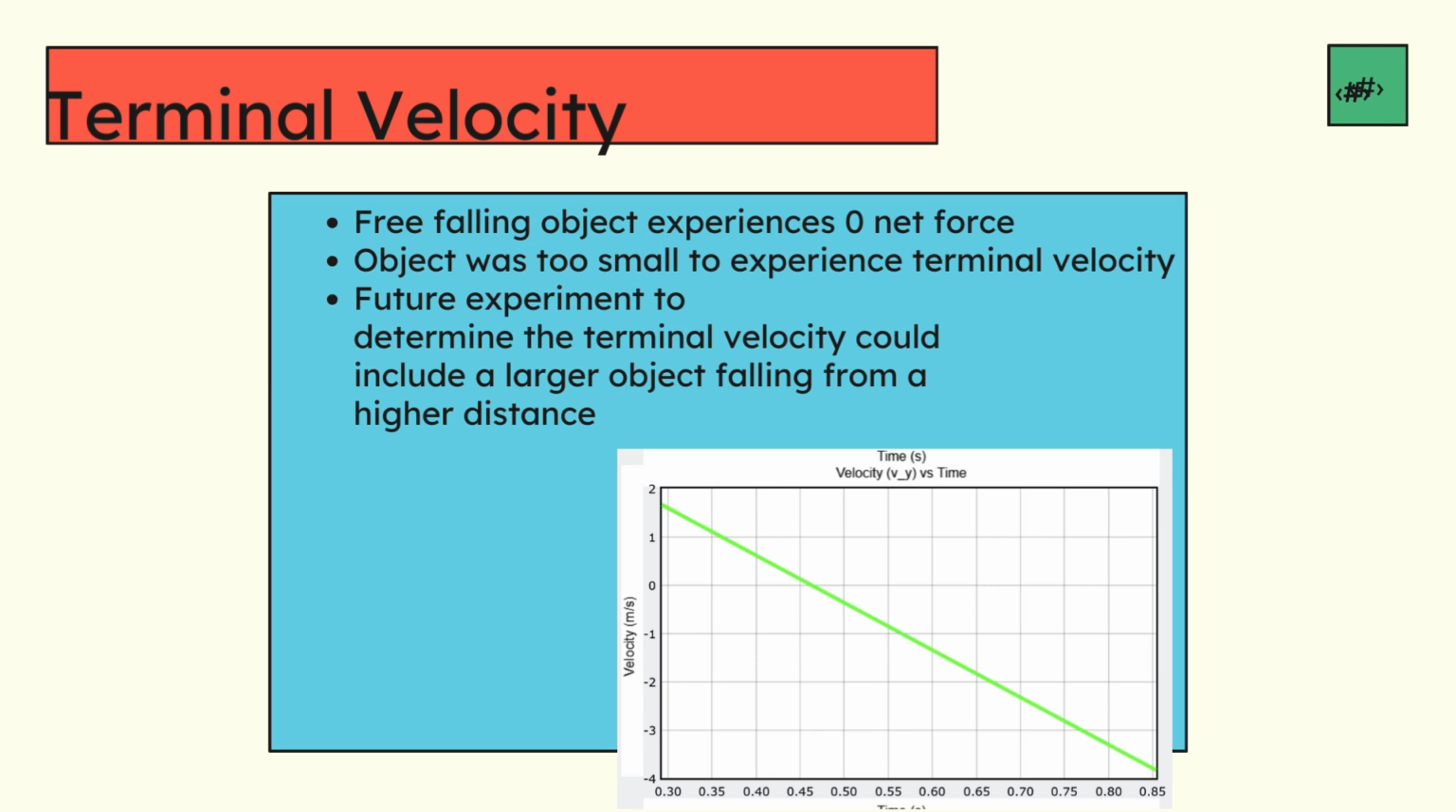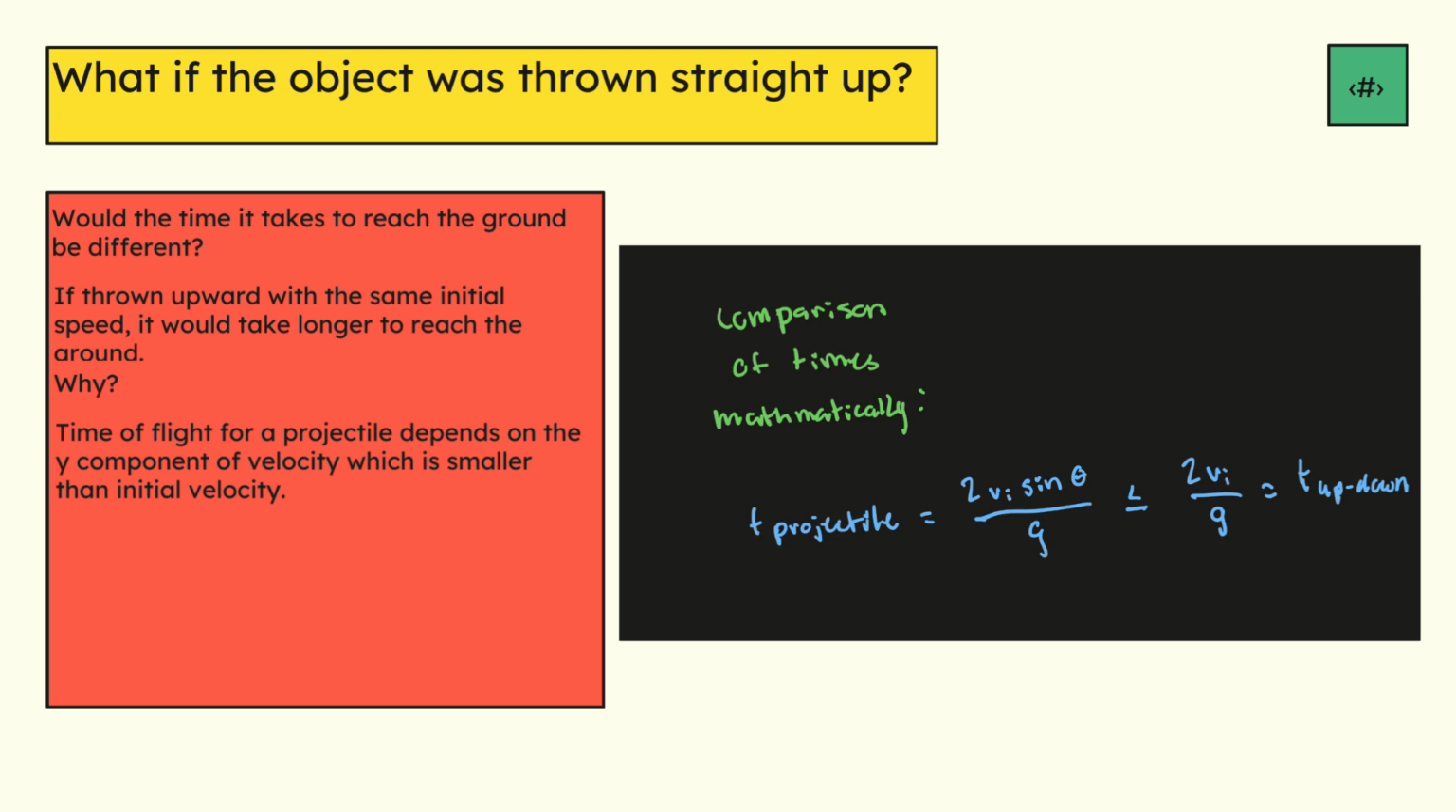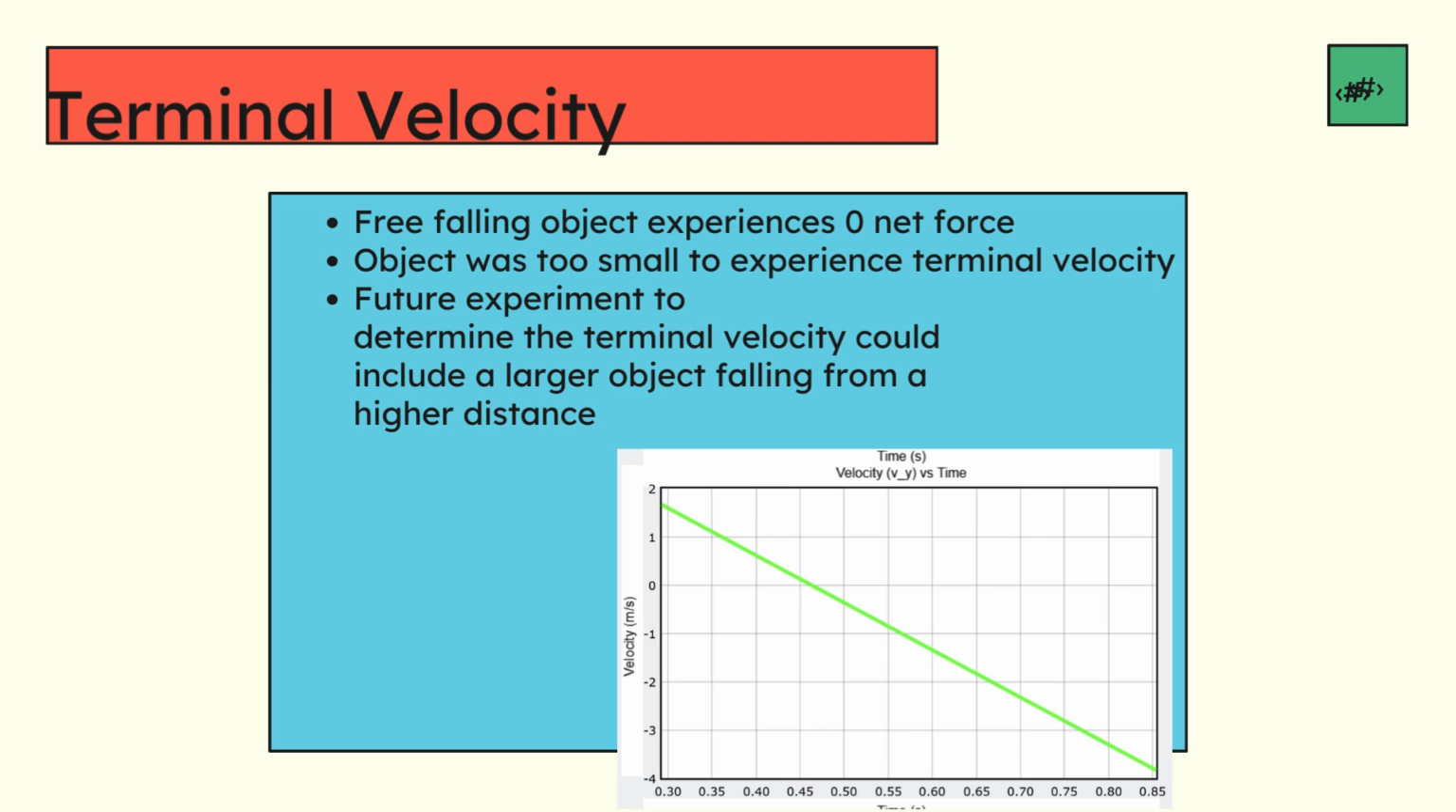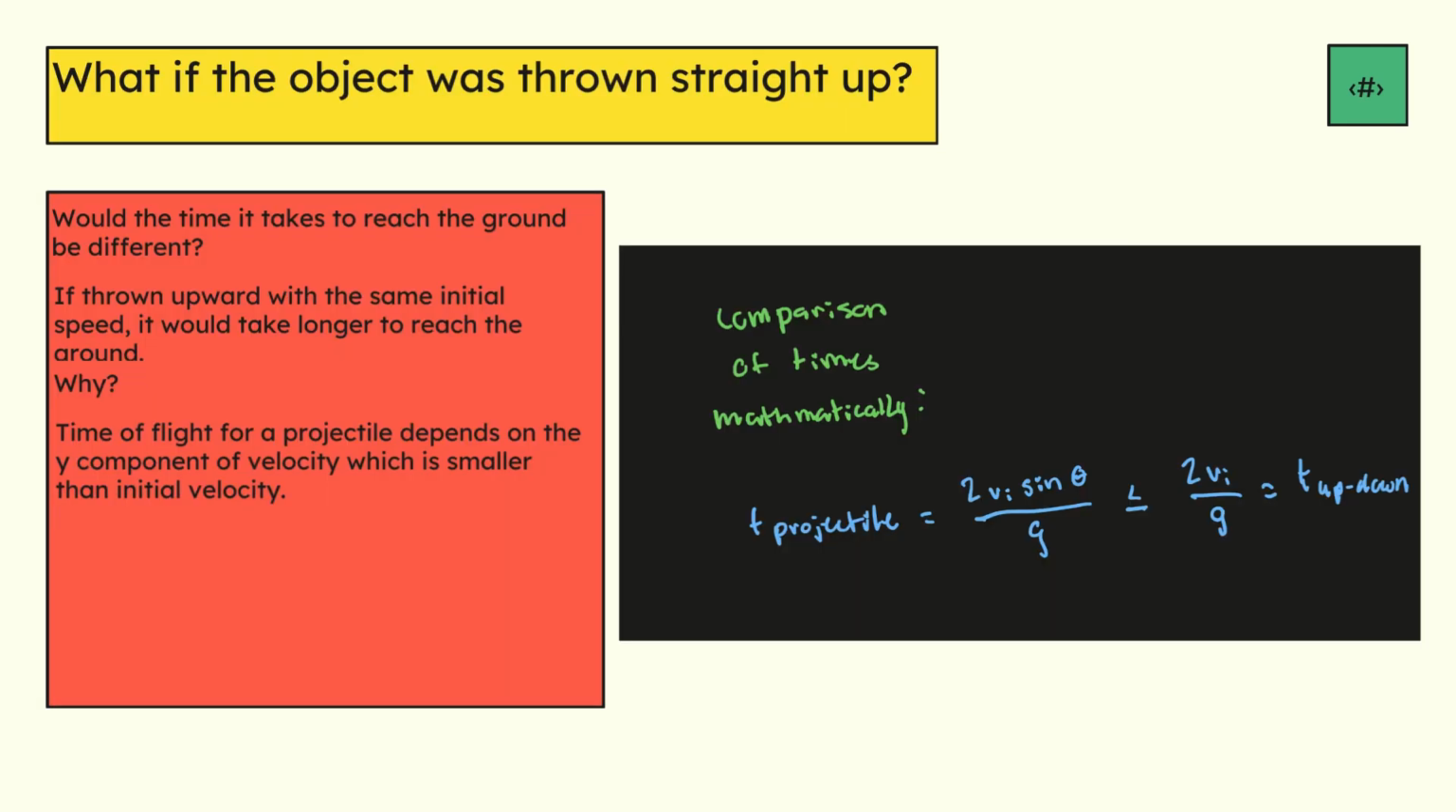Then we have terminal velocity, which basically is when a free-falling object experiences zero net force. Since our object was so small, it didn't really experience terminal velocity, but in a future experiment to determine the terminal velocity, we could include a larger object falling from a higher distance, and this would change this kind of velocity time graph. It would change it so that it would even out at the bottom and eventually experience the terminal velocity.